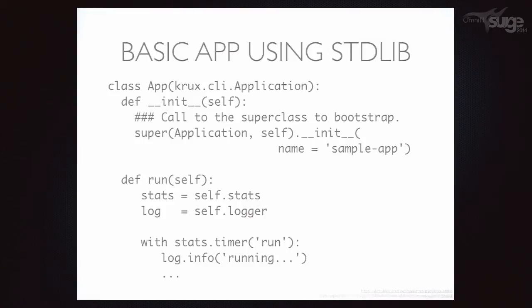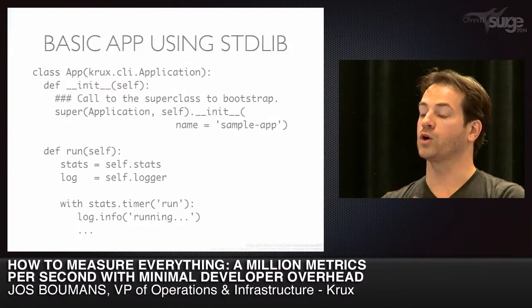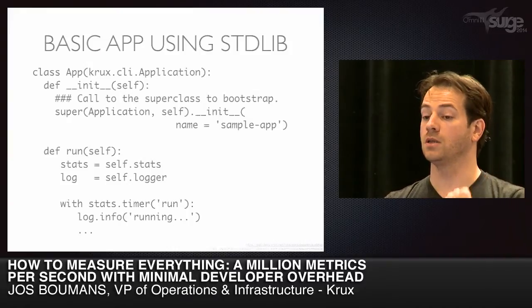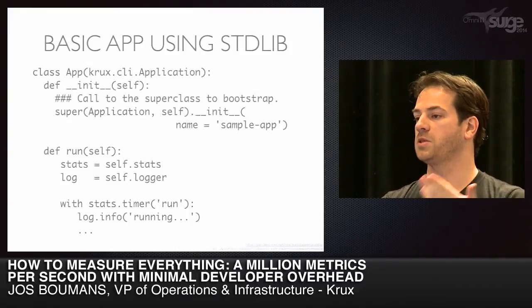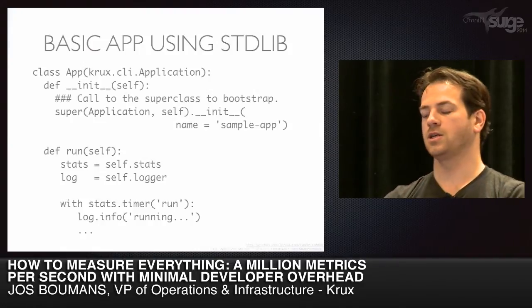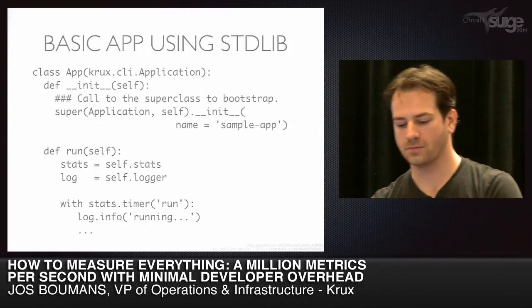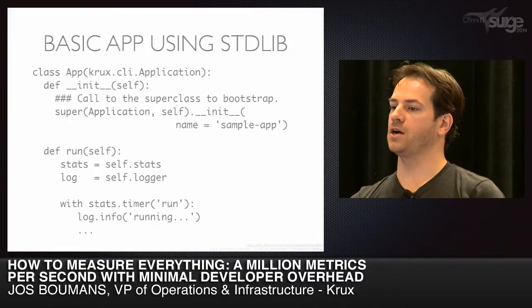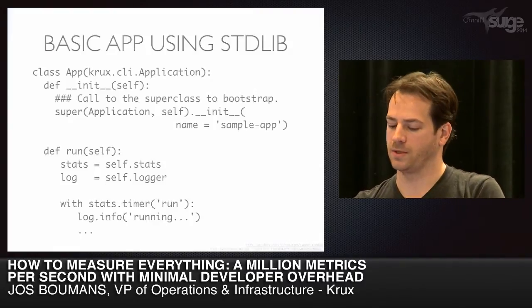It's really basic standard inheritance. You make an app, you inherit from the Crux CLI application. The only thing that you have to provide is the name for an app. We require the name because it differentiates you in the logs, that differentiates you in the stats. That's simply the prefix we use everywhere. So your app doesn't mix stats with that guy's app, and it's always in the same spot in the stats tree. And then you get a logger and a stats object, and you just send those off as you would normally.